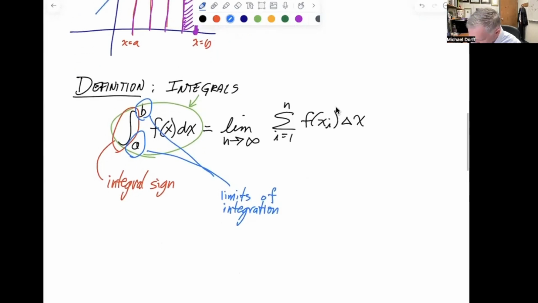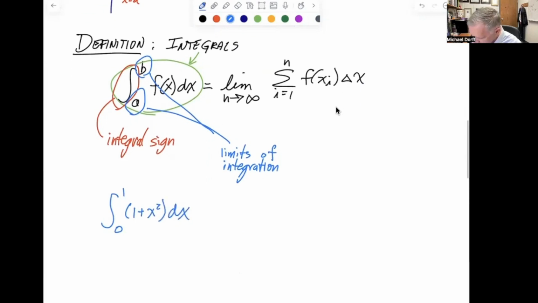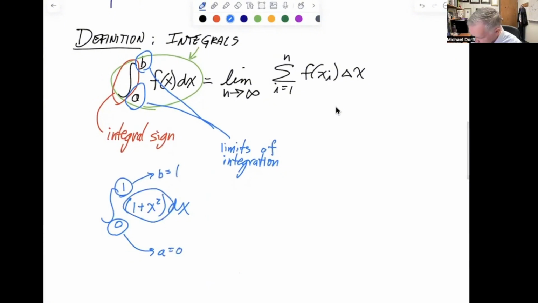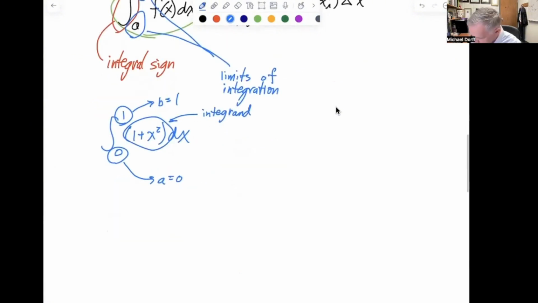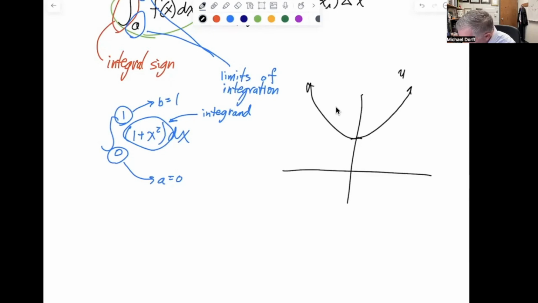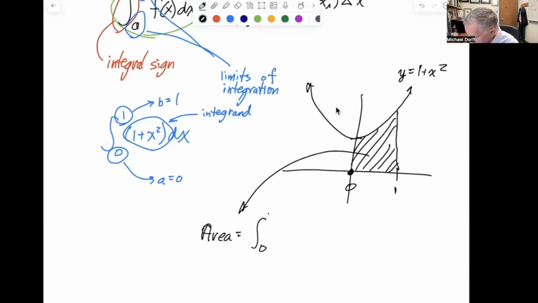All right, so in my previous example, I had the integral from 0 to 1 of 1 plus x squared dx. All right, this was a equals 0, and this was b equals 1, and this was my function, which is called the integrand. And so that gave me the image that we had where I had this curve. So here's the curve y equals 1 plus x squared, and we're going from x equals 0 to x equals 1, and we're trying to find the area underneath that curve there. And this area is represented by the integral from 0 to 1 of 1 plus x squared dx.